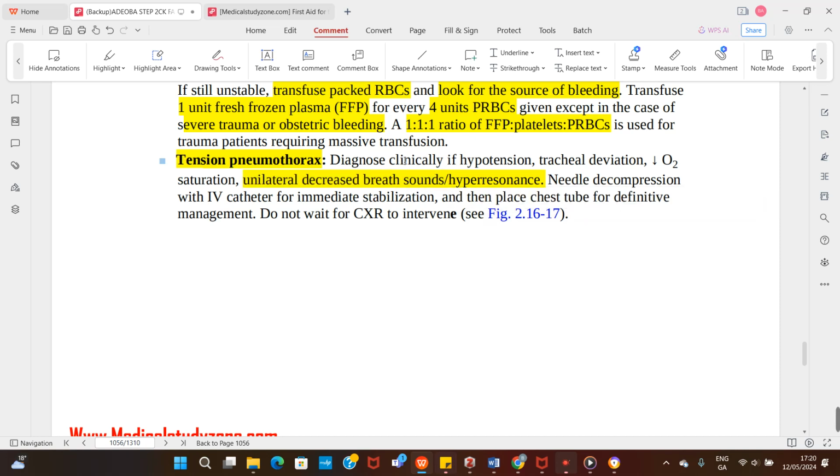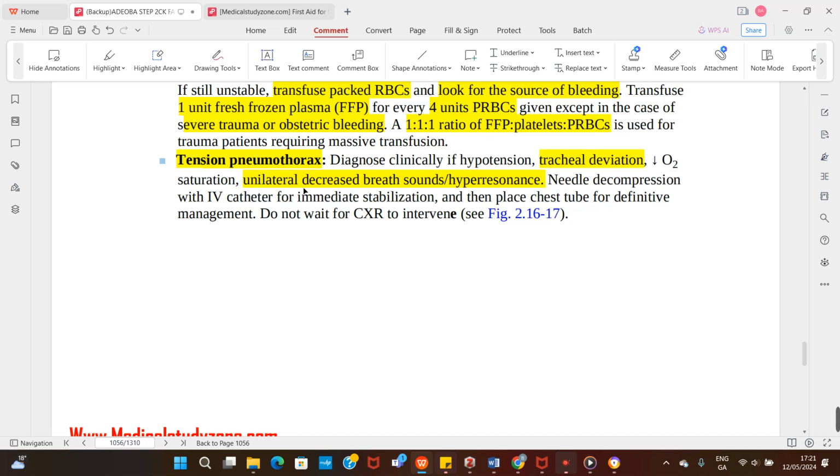What is going to make it suspicious for tension is when you see tracheal deviation, because it's going to be pushing it to the contralateral side. So if there is tension pneumothorax affecting the right side, there's going to be decreased breath sounds on the right side. There's going to be hyperresonance because it is air that is there on that same right side. And that is going to shift the mediastinum, the trachea, towards the left side. So there's going to be a left tracheal deviation, right?